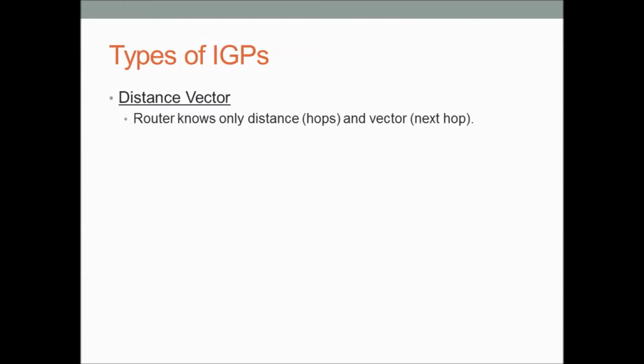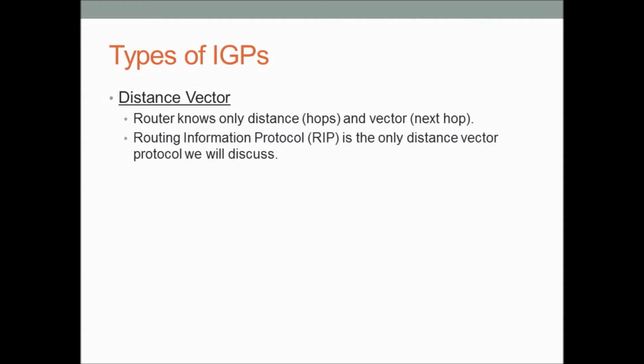Now, there are different types of interior gateway routing protocols, and distance vector is the primary one. With distance vector, the router only knows the distance, and the vector, that is the next hop to a given network. I say distance in hops here, but distance could be comprised of a lot of different components, and I'll talk about that again at the end of the slide. Now, RIP is the only distance vector protocol that we'll be discussing, and I say that with a bit of a hint in my voice of something to come. I'll talk to you about that here at the end.